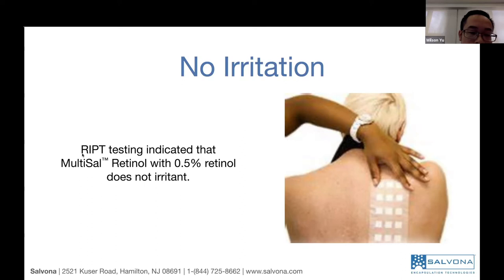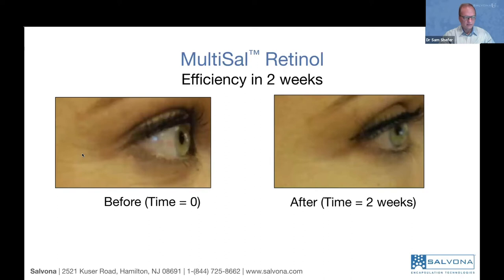I just do a simple introduction. We also test multicell retinol activity, and you can see here at time zero, wrinkles around the eye, the crow's feet, and after about 2 weeks, you see how much of this is gone. And this is on about a 30 years old lady. So it works very effectively. 30 years old, right?